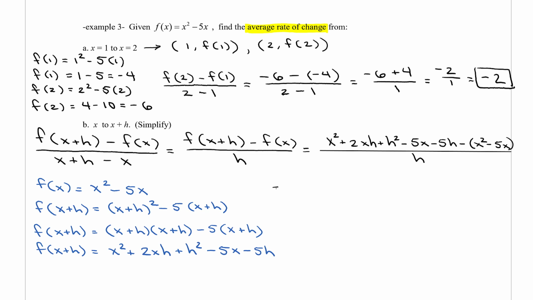Now I'm going to write that this equals, I'm going to draw a big fraction bar to make sure I have enough space here to write everything. In the numerator, I have x squared plus 2xh plus h squared minus 5x minus 5h minus x squared plus 5x over h.